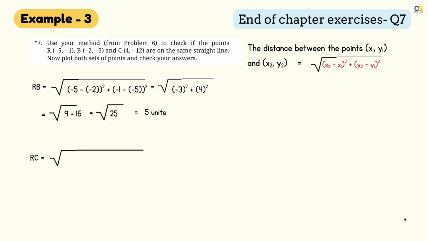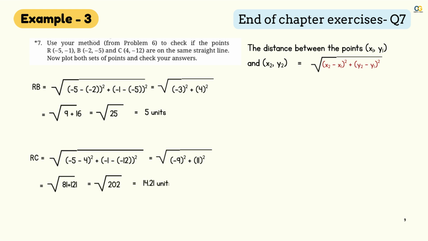Similarly, AC would be the square root of (minus 5 minus 4) whole square plus (minus 1 minus of minus 12) whole square, which is equal to minus 9 square plus 11 square, which is 81 plus 121, which is equal to root over 202, which is 14.21 units.